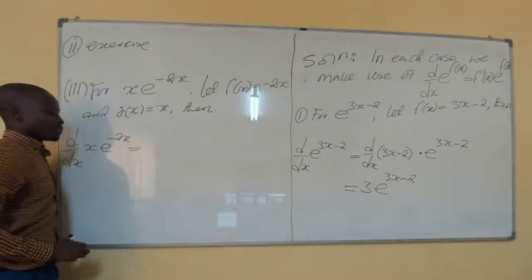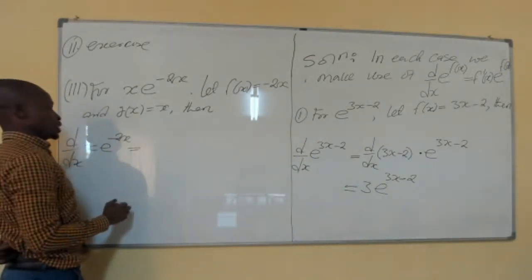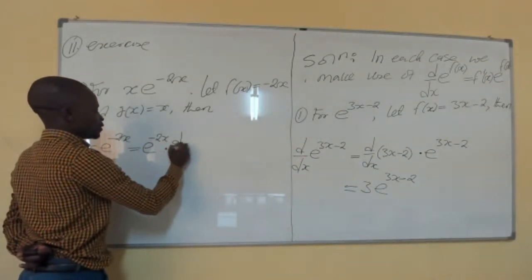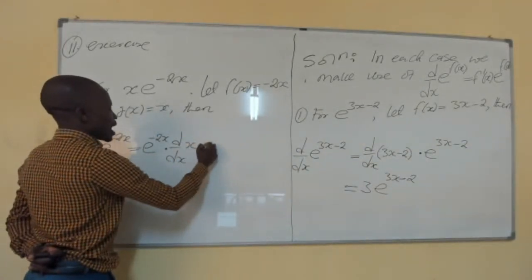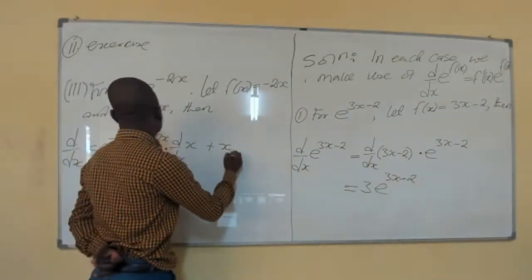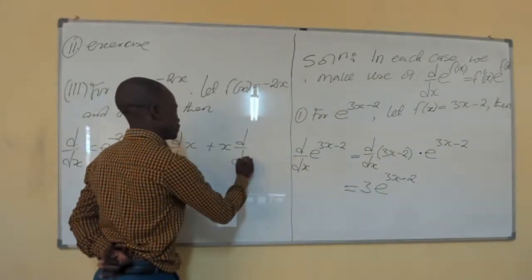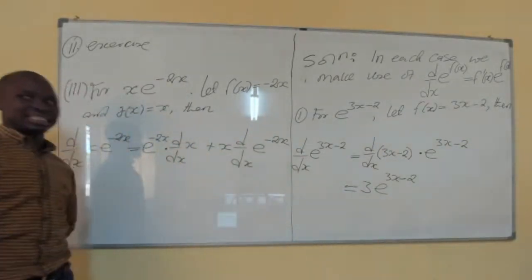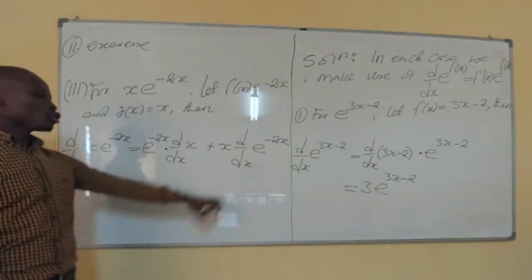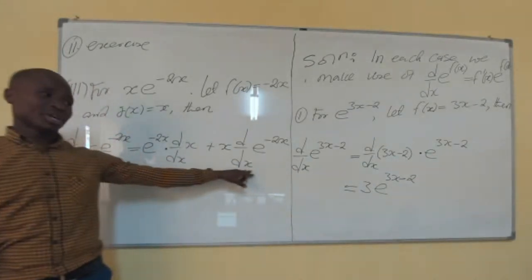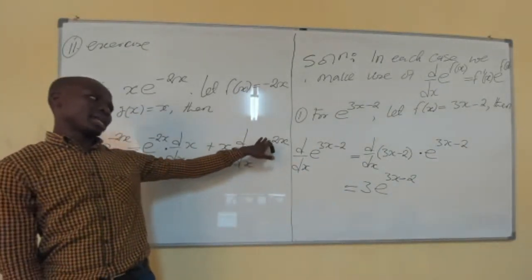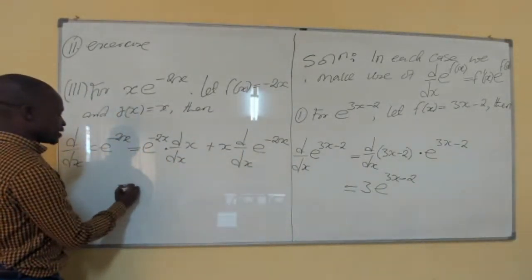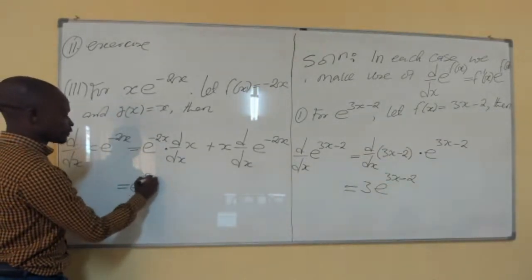First thing first, you apply the product rule. Now the product rule says the second function multiplied by the derivative of the first function plus the first function multiplied by the derivative of the second function. This is how the product rule says. Now, if you look at the second term of this expression, we have the derivative of e to the power negative 2x, which is an exponential function. So we apply the differentiation of the exponential function.